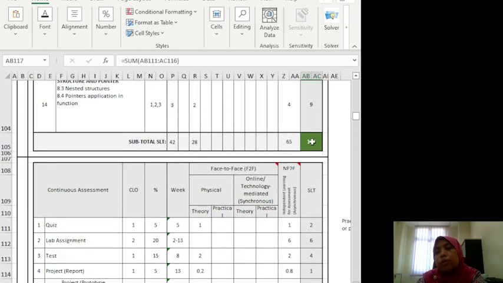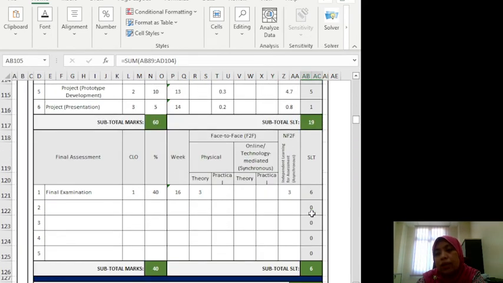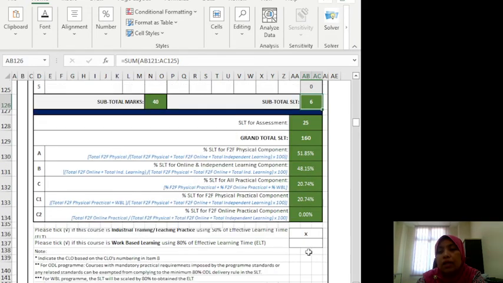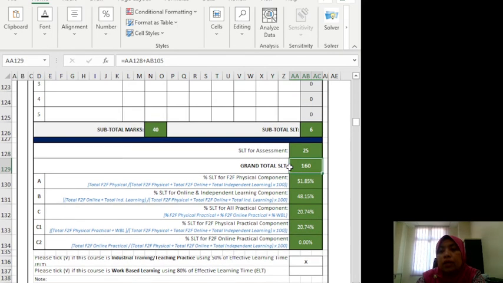So 19 you need to plus with 135. Okay, plus here 40% for your final examination 6. So sum everything need to 160 divide by 4 equal to 4. 160, okay, divided by 120, this 160 will become 4.